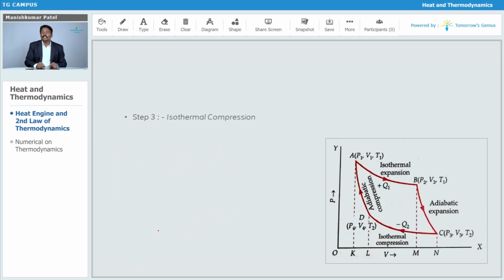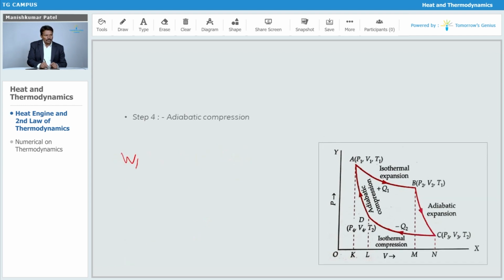Now similarly you can write the value of your W3, which is nothing but nRT log to the base e of V3 upon V4. Similarly you can write it for W4, which is again nR times the temperature change, T1 minus T2, upon gamma minus 1. So the work done in W2 and W4 is nothing but the same.